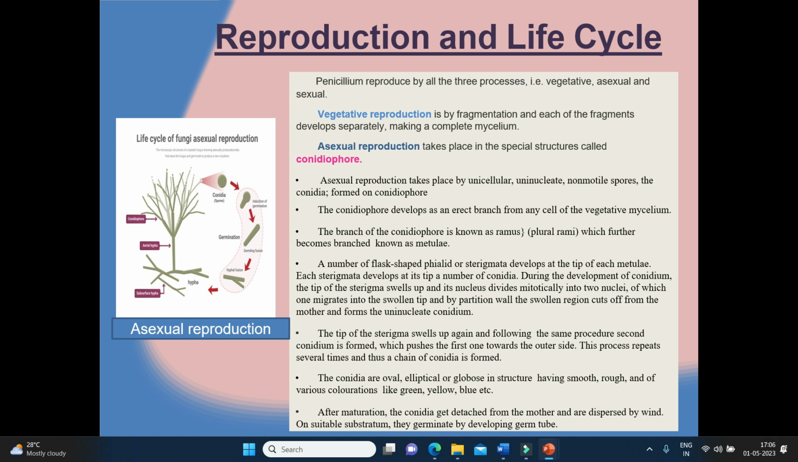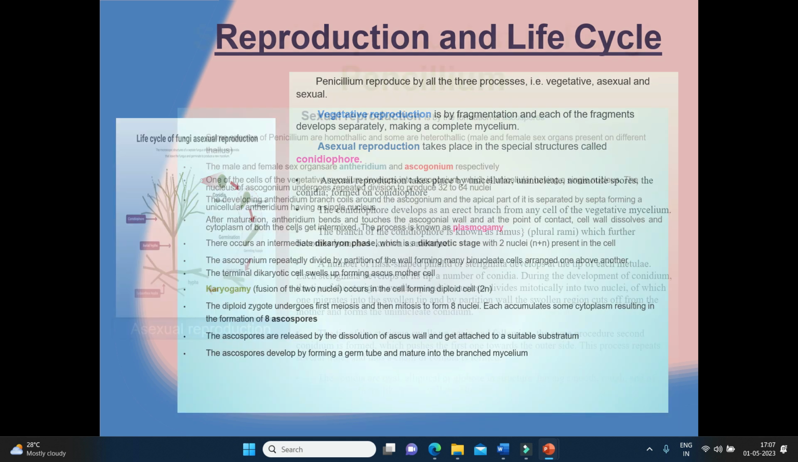The conidia are oval, elliptical, or globose in structure, having smooth or rough walls and various colorations like green, yellow, blue, etc. After maturation, the conidia get detached from the mother and are dispersed by wind. On a suitable substratum, they germinate by developing a germ tube.